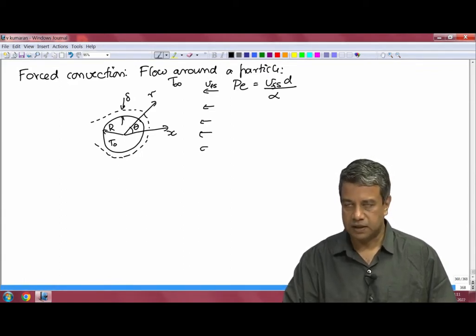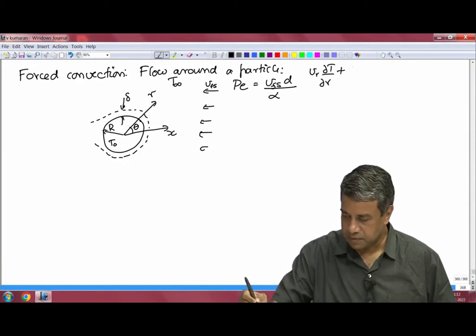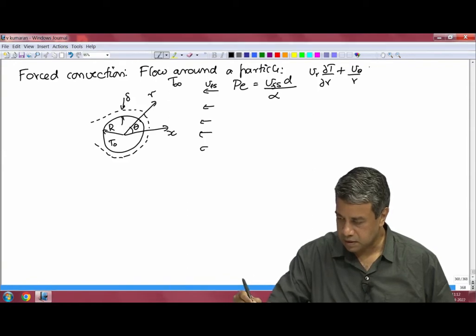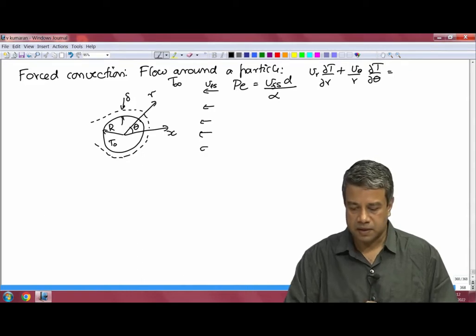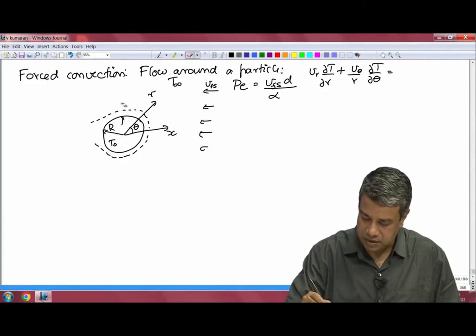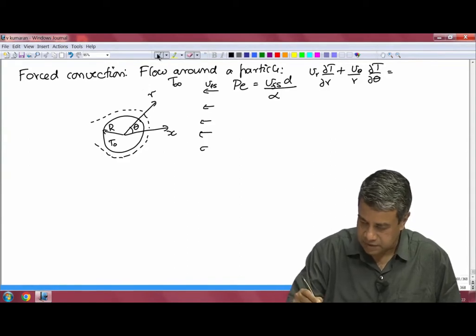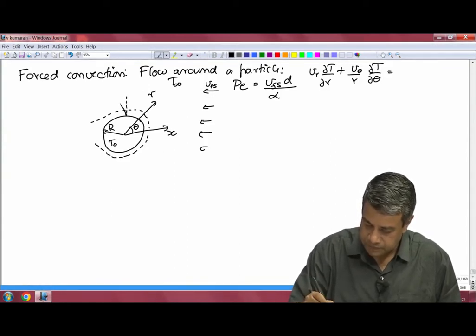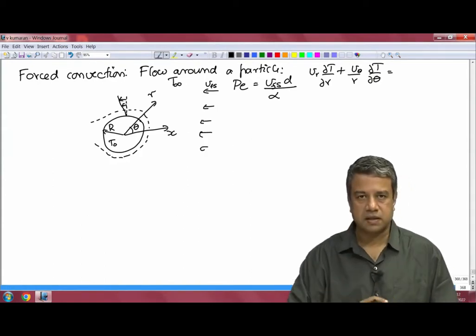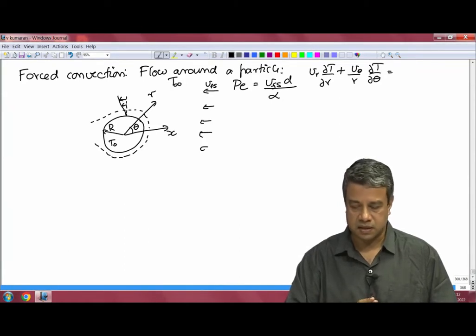And therefore, the equation for the temperature field was of the form V r partial T by partial r plus V theta by r partial T by partial theta. Recall that in this case, r is the cross stream direction and theta is the streamwise direction, because you would expect the velocity field at the surface to be in the theta direction along the surface. Therefore, theta is the streamwise direction, r is the cross stream direction.